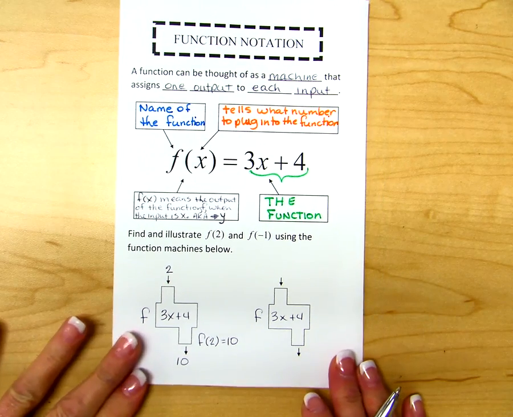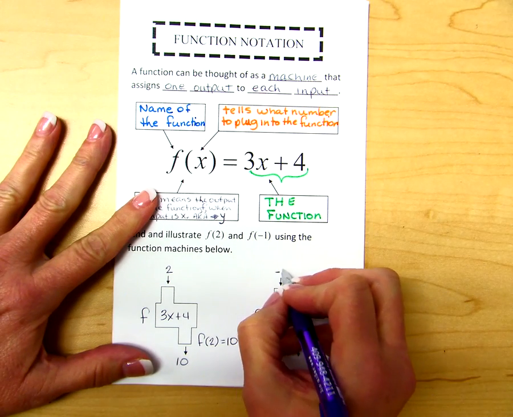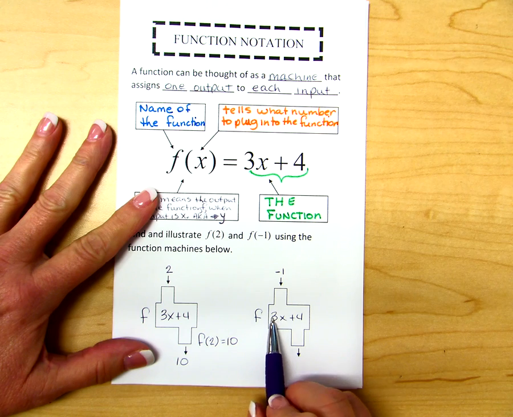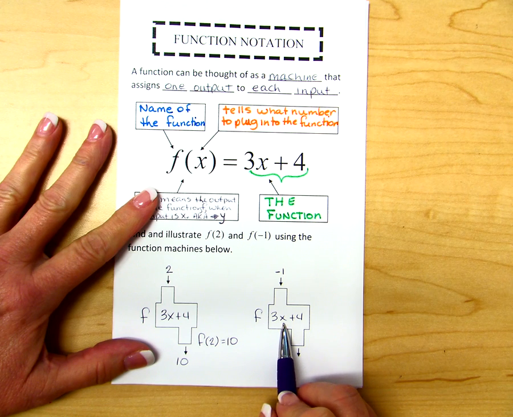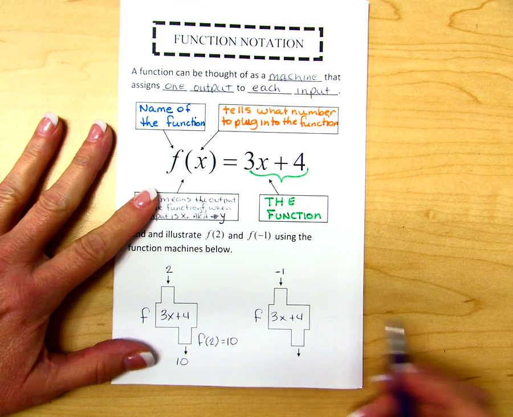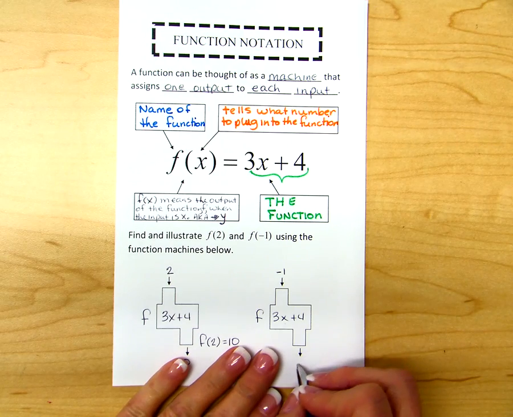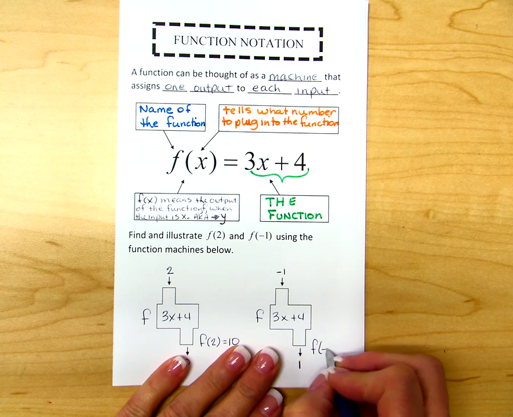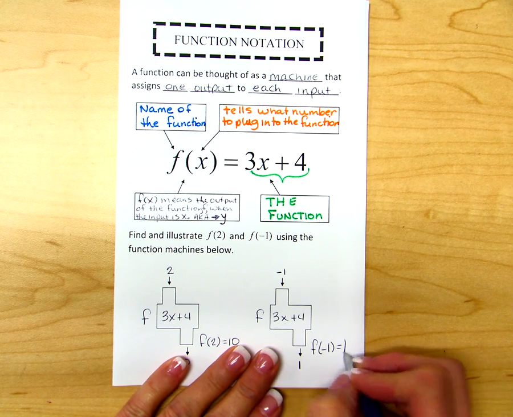For negative 1, we put a negative 1 in for x, and so that's going to be 3 times negative 1, which is negative 3. Negative 3 plus 4 is positive 1. So that means that the value of f of negative 1 is 1.